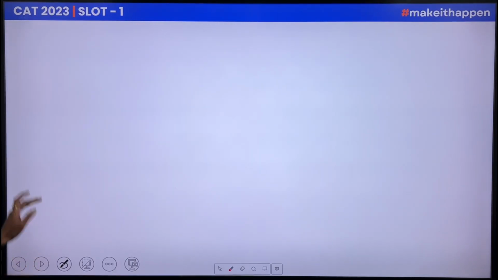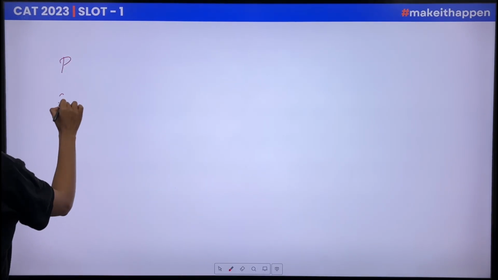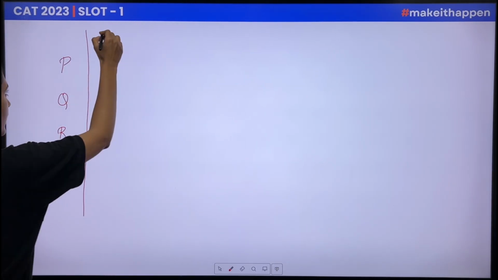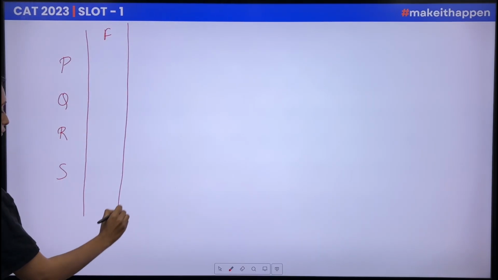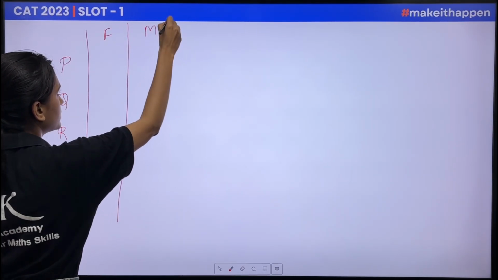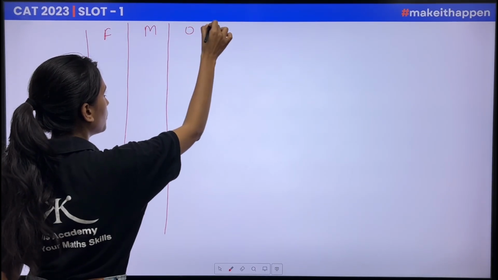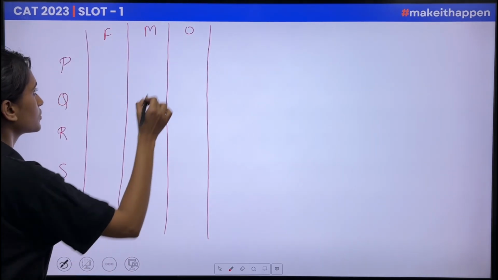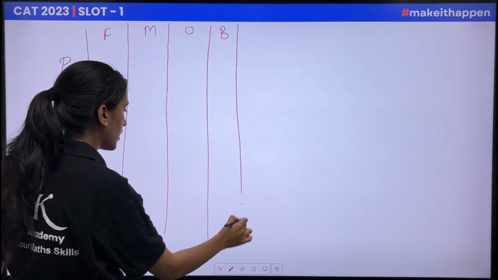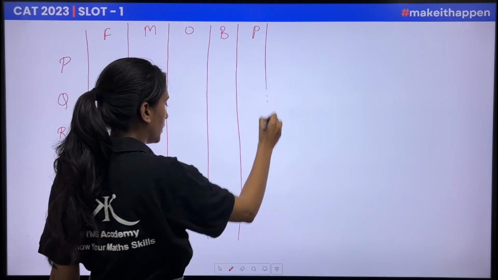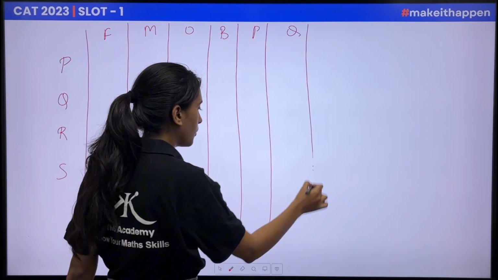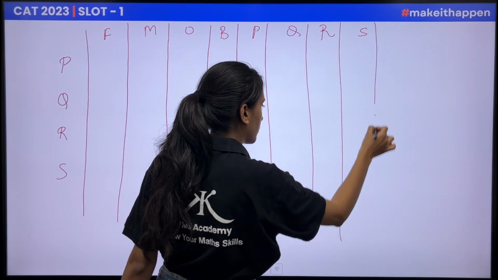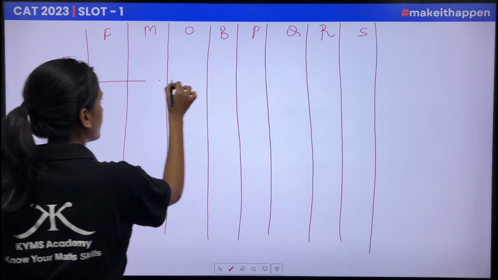Now, let's say these are the professors and I am taking them as P, Q, R, S. And these are the departments: FA, MS, OQ, and one more department was BH. And here also we are taking P, Q, R and S. Now we are given the total votes.